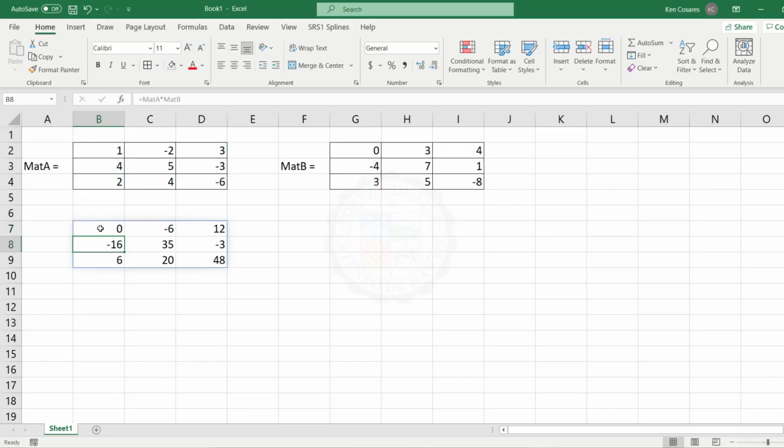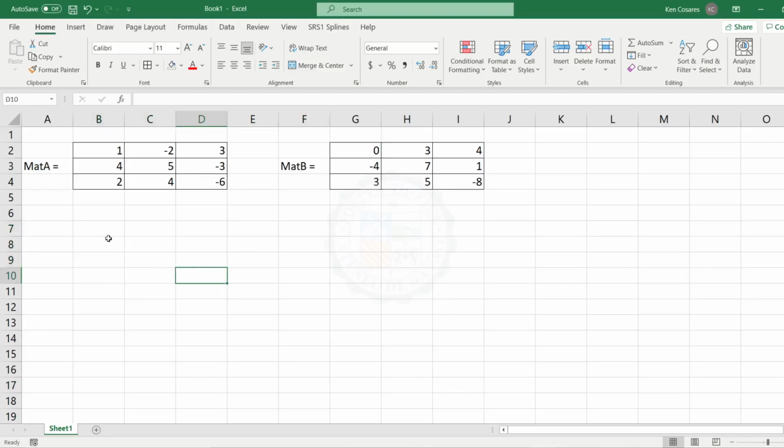Hindi yan siya pwede. Kasi it tells Microsoft Excel to multiply each element of the cell. It does not follow the rule of multiplication. Okay? What I'm trying to tell you is that, for example, ito, 1 times 0, 0. Negative 2 times 3 is 6, and then 3 times 4 is 12. Eh, hindi naman ganun yung rule sa matrix multiplication, diba? So, basically, this is not the correct way of performing matrix multiplication.